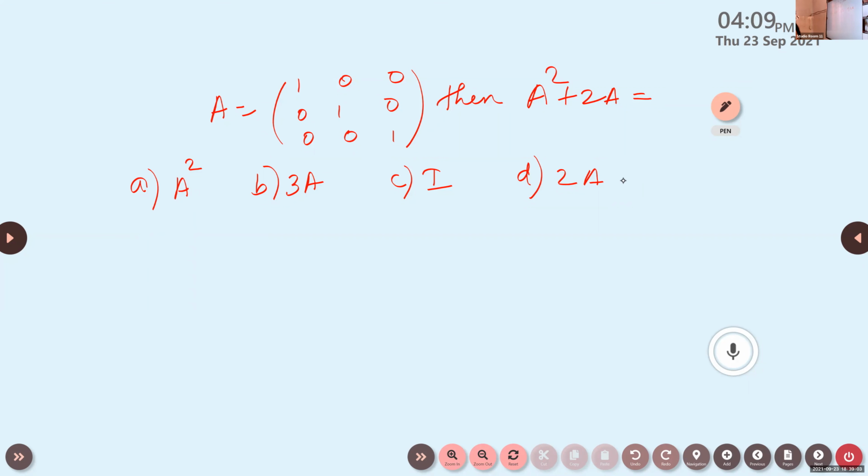Is it needed to do the whole thing? A is the identity matrix. So A square is the same, we will get I itself, which is same as A. So this one will become A plus 2A. So the answer will be 3A. Identity matrix, when you square it, you'll get again the identity itself.